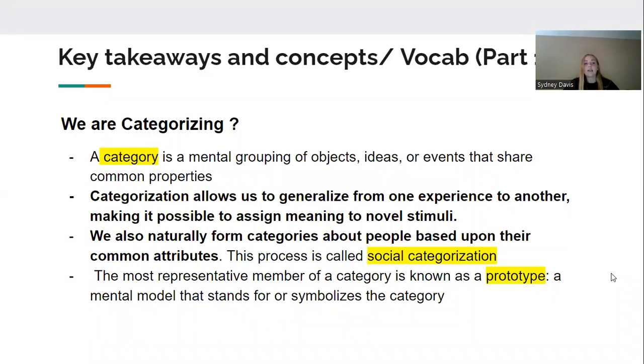So the first topic is categorizing. A category is a mental grouping of objects, ideas, or events that share common properties. Categorization allows us to generalize from one experience to another, making it possible to assign meaning to novel stimuli. We also naturally form categories about people based upon their common attributes. This process is called social categorization.